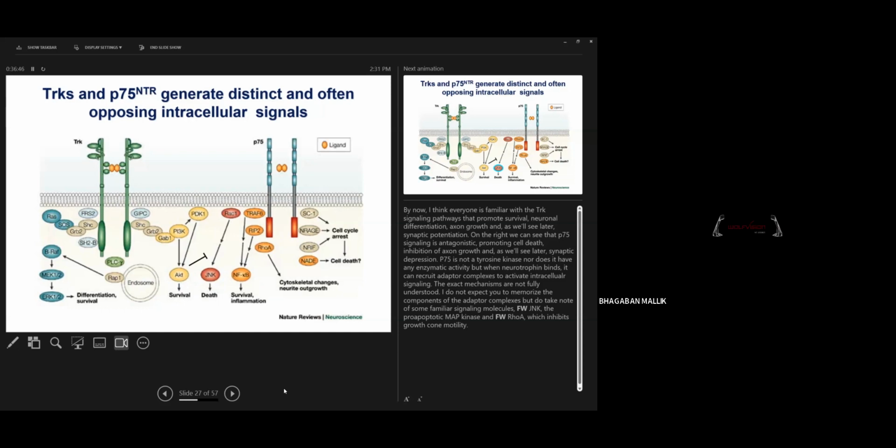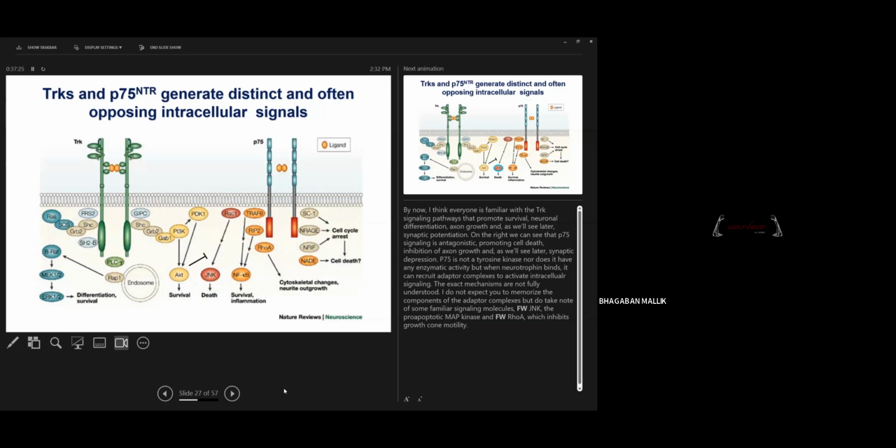You have a recruitment of other factors which can help in cell cycle arrest. NADE can cause cell death. When you have activation of Rho protein, it can depolymerize the cytoskeleton, which can inhibit neurite growth. It can also activate the RAC1 protein. RAC1 has a dual role: RAC1 can induce neurite growth, and it can also induce retraction of neurites. So here it shows the dual role of RAC.